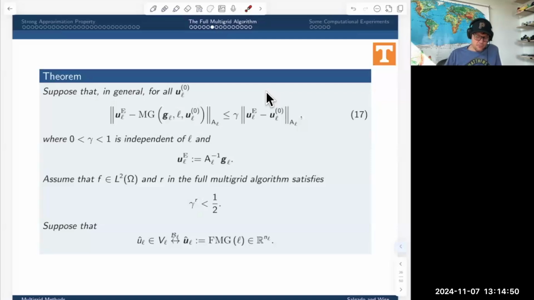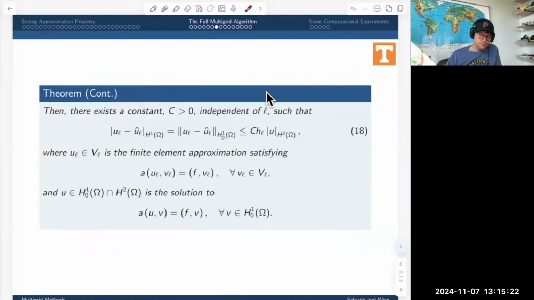Now suppose that UL hat is that function in VL, which connected through the basis BL is the same as the output vector from the full multigrid algorithm on that level L. Okay, so in other words, all we're doing is saying the vector output from the full multigrid algorithm gives rise to a finite element function. These are the coordinates of this function. Coordinate vector through the basis gives a function, as always. So suppose that we have that.